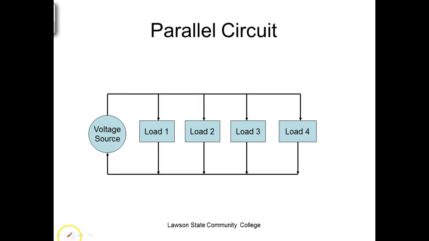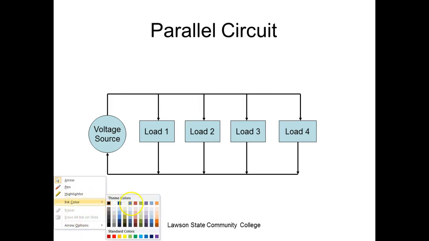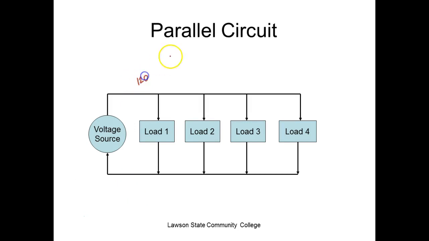And of course, our voltages are different. The National Electrical Code says that standard voltage at the house is 120 and 240, and we'll talk about why we have two different voltages. So that means every one of these devices has 120 volts across it.